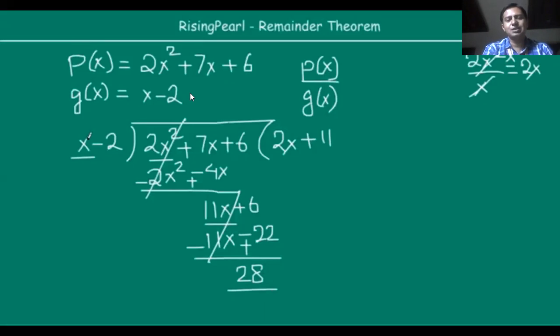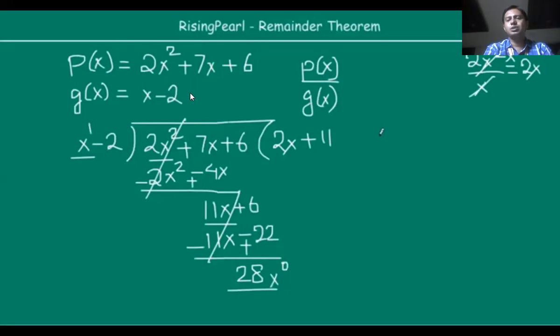So this x is nothing but x raised to power 1, and 28 is nothing but x raised to power 0. So we can write it as 28 x raised to power 0, and here the power is 1. So make sure the remainder has a power less than the divisor. The degree of the remainder should be less than the degree of the divisor.